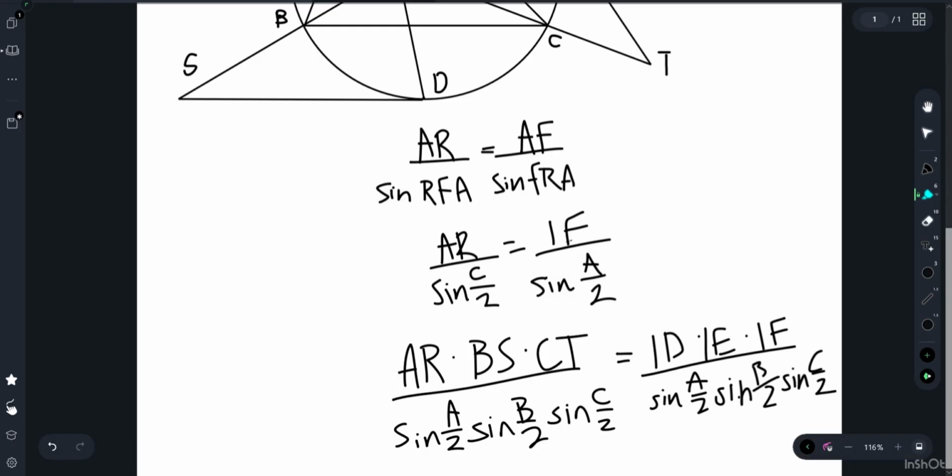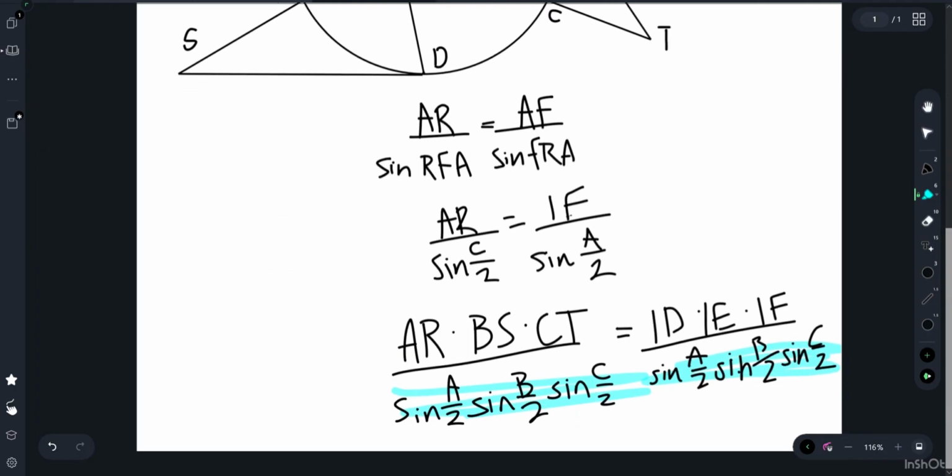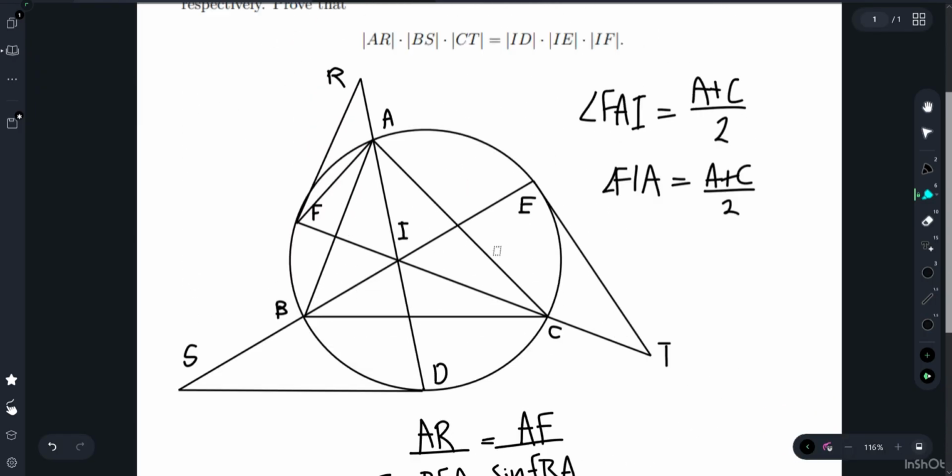And so now we can just multiply sine A over 2, B over 2, C over 2 on both sides. And now our condition is proved: AR times BS times CT is equal to ID times IE times IF.